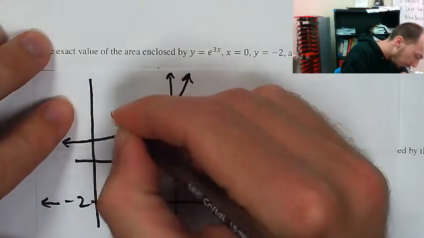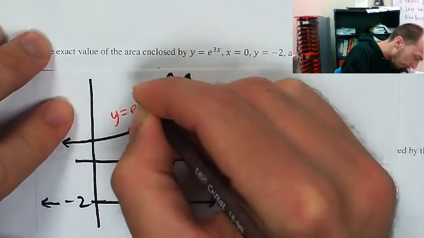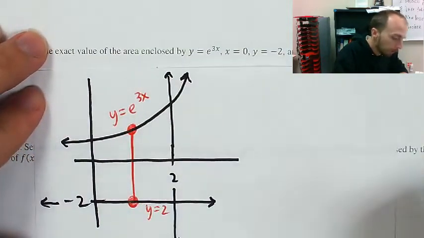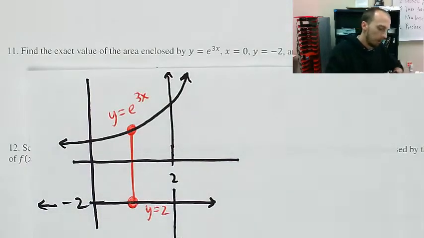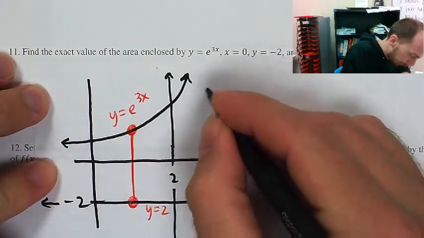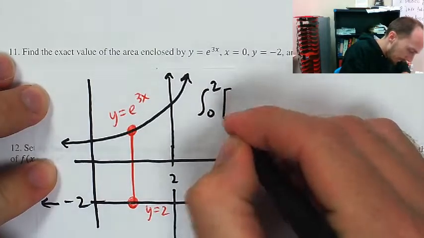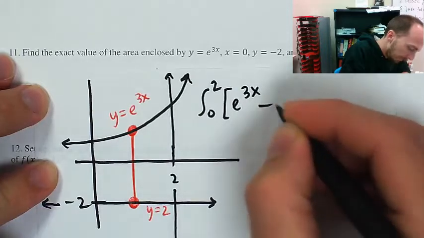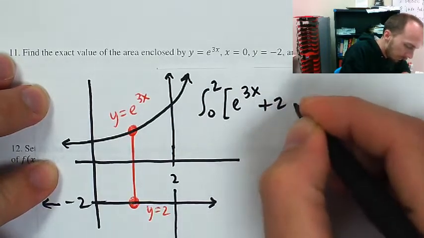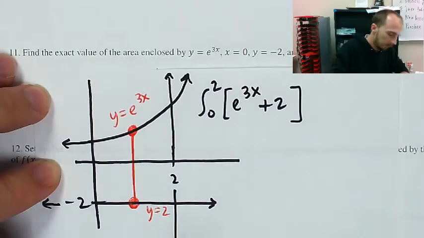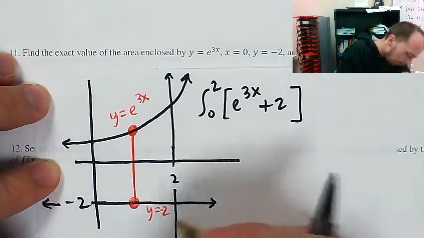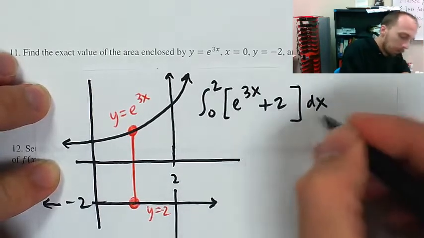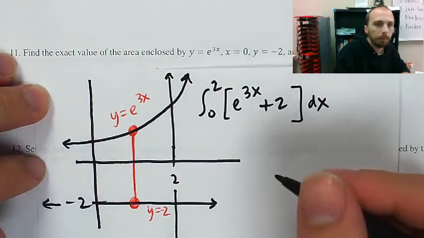This is y equals e to the 3x. And this is y equals negative 2. So top minus bottom, y minus y. That's what I'm going to integrate. And I'm going to integrate as x runs from 0 to 2. And it's going to be y equals e to the 3x minus y equals negative 2. Okay, I mislabeled this, but this is definitely y equals negative 2 there. And I'm letting x run from 0 to 2, so I integrate with respect to x.